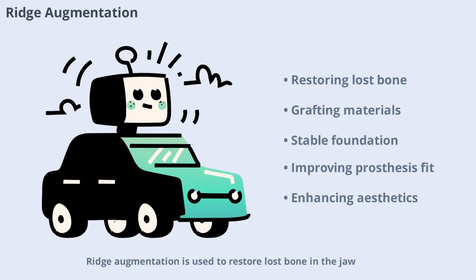Ridge augmentation is used to restore lost bone in the jaw, creating a stable foundation for prosthetic work. This procedure involves grafting bone or other materials to rebuild the ridge. Ridge augmentation ensures proper fit and function of prostheses, enhancing both aesthetics and stability. By restoring the ridge, clinicians can achieve successful outcomes in restorative and implant therapy.